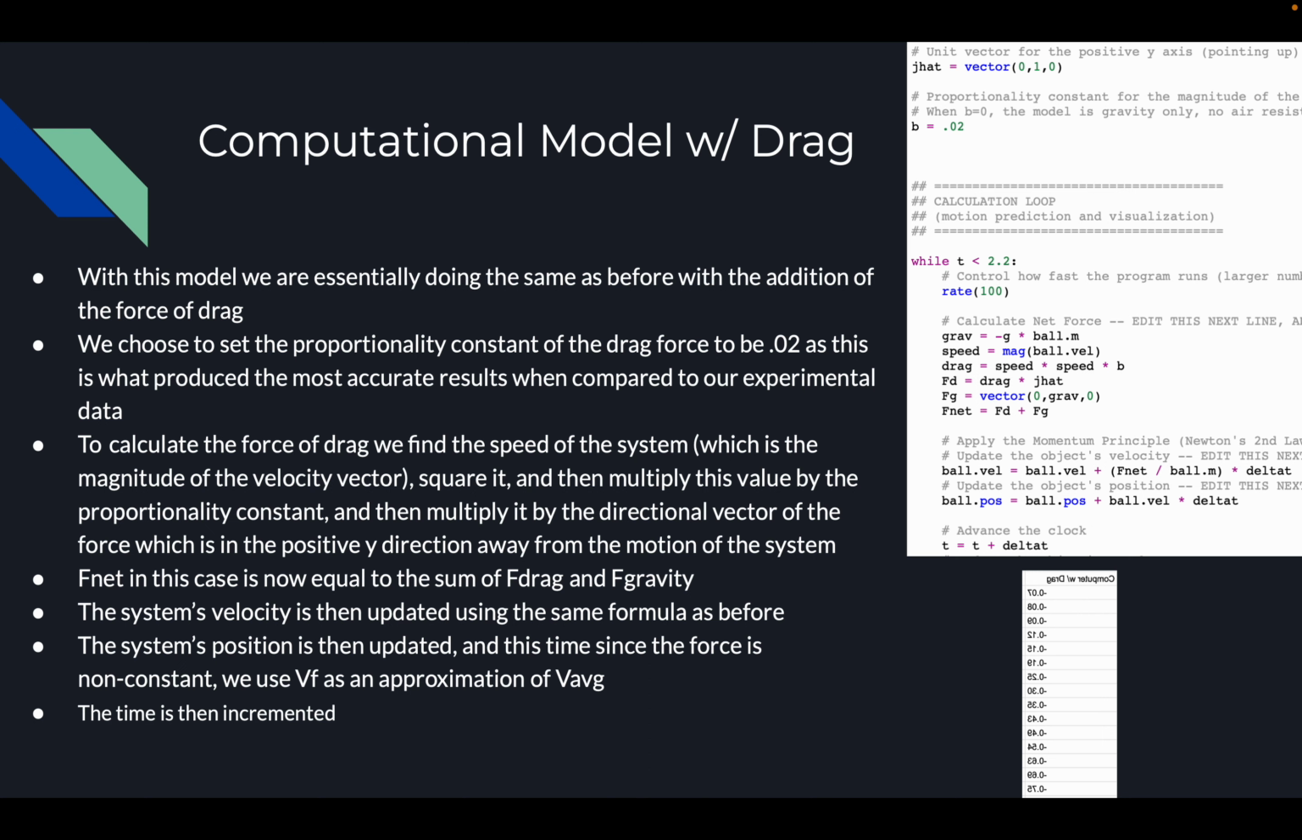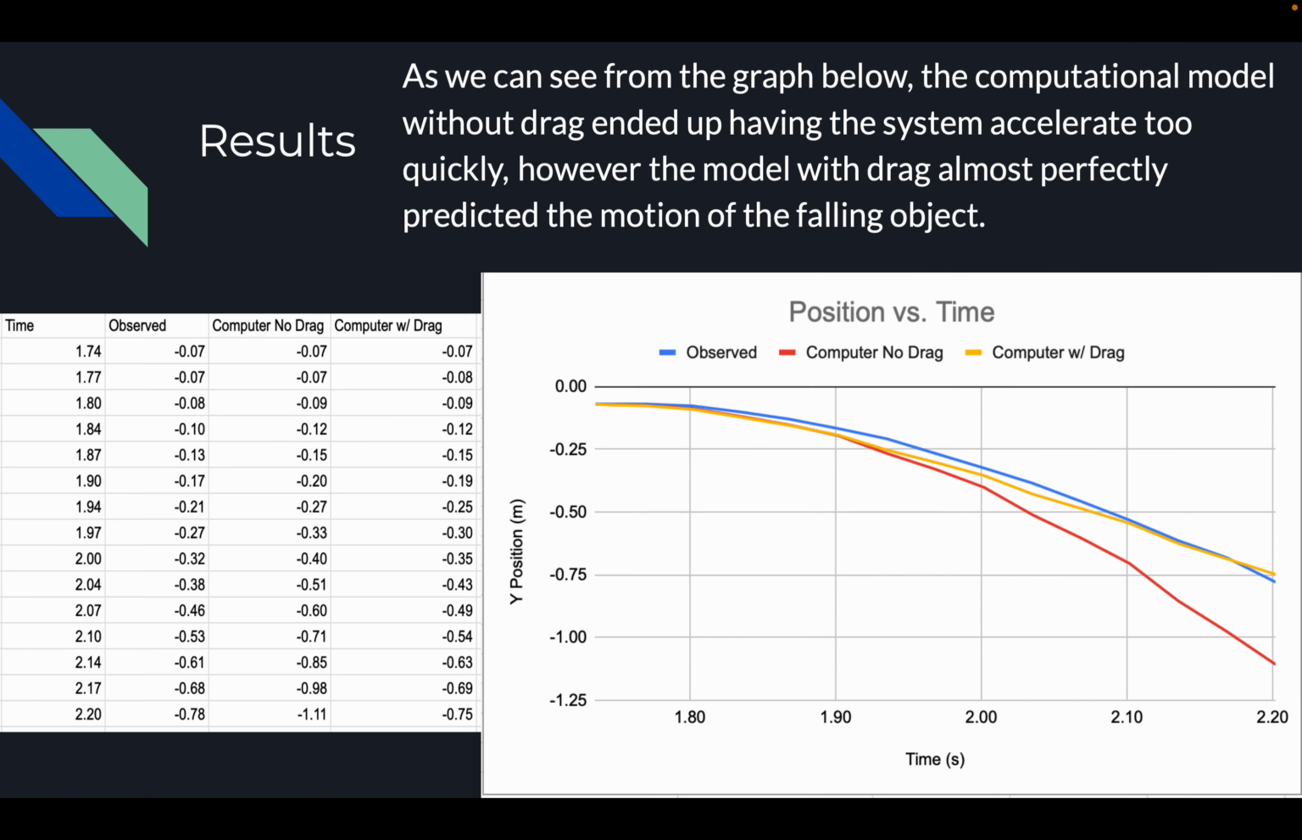Because we now have two forces, we calculate Fnet to be the sum of both Fg and Fd, and the resulting steps are now the same as in the model without drag, except we will be using Vf to be V average when using the position update formula because we now have a non-constant force. The resulting position data can be seen from this model on the right.